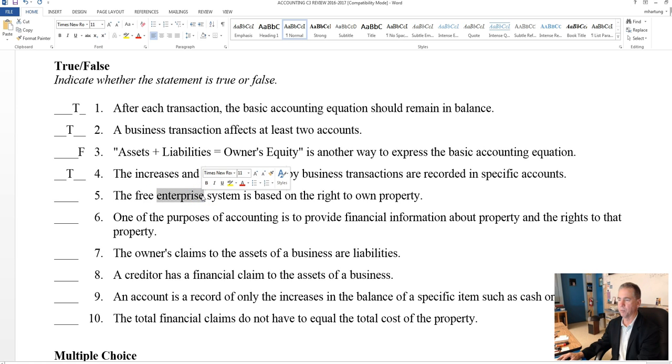That's another name for a business organization. And so within that type of system, you have the right to own property. And if you have the right to own property, then you also have the right to sell that property. So that's true.